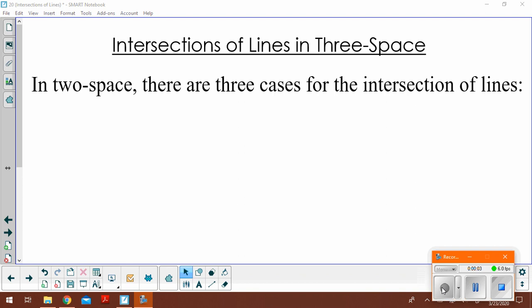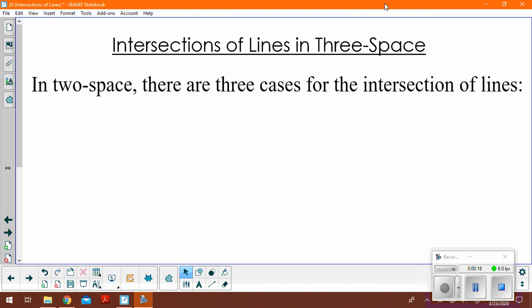Hello everyone. This is a video for our next lesson, which is intersections of lines in 3-space. But of course, we're going to go back first to 2-space to start with some familiar territory here. So when we're doing 2D, again, this goes back to a tiny bit in grade 9 and then mostly in grade 10, there's 3 different ways that 2 lines can intersect with each other.